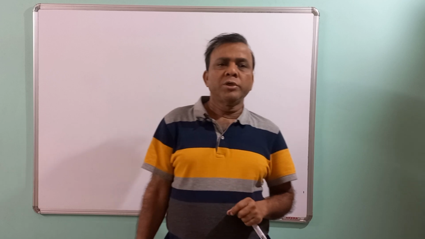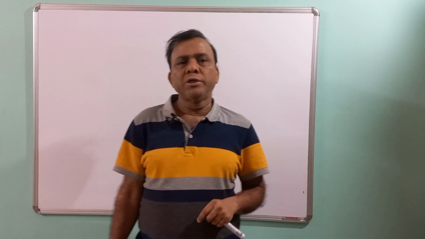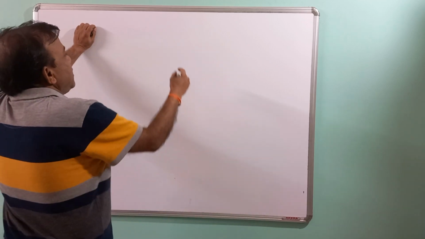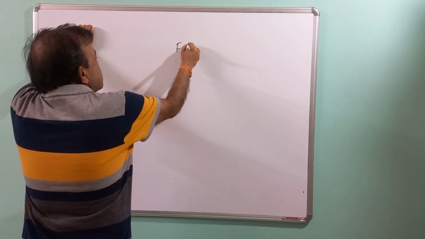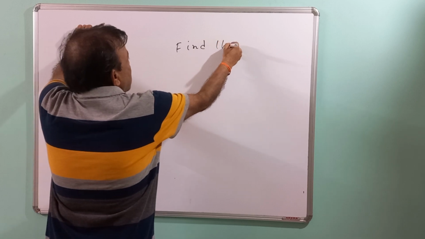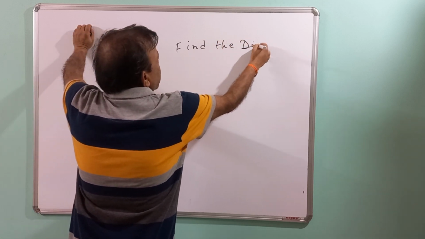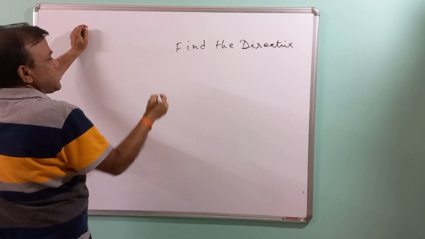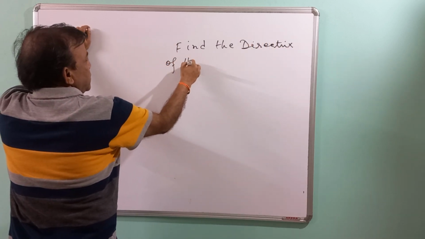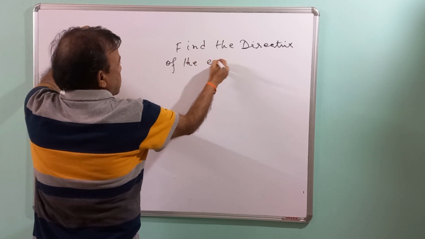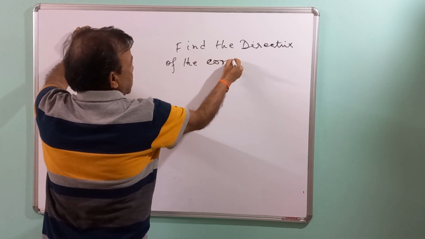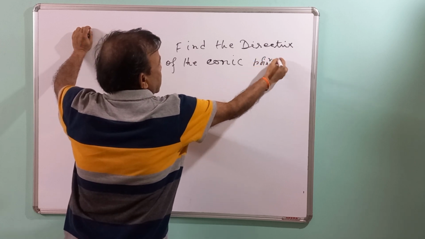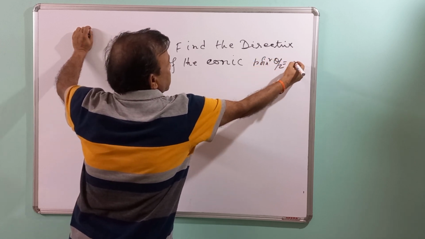Okay. Now we are going to discuss a coordinate related chapter, polar coordinate. The problem is: find the directrix of the conic r sin²(θ/2) = 1.